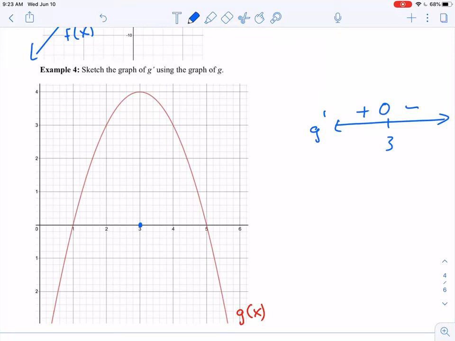On the left-hand side, I know that my derivative should be positive, so I should be above the x-axis on the left-hand side over here. And on the right-hand side, the derivative should be negative. It should be below the x-axis over there.